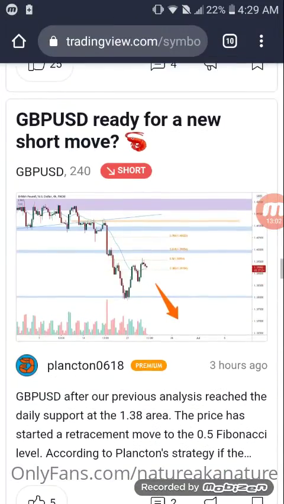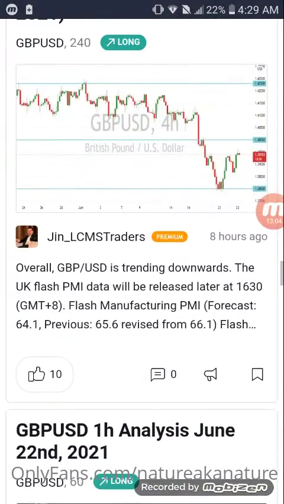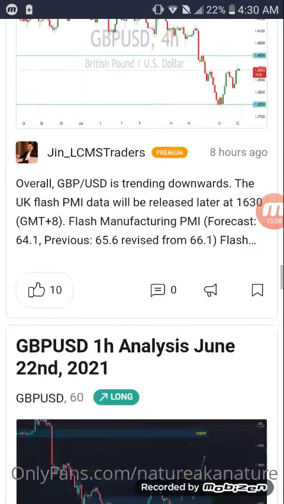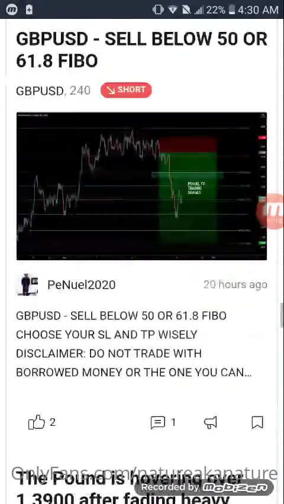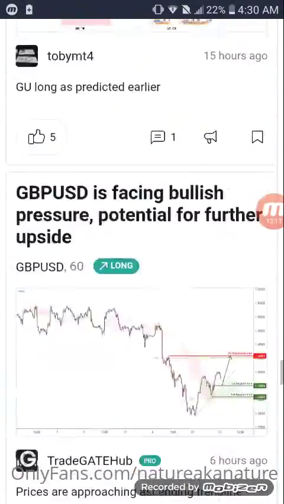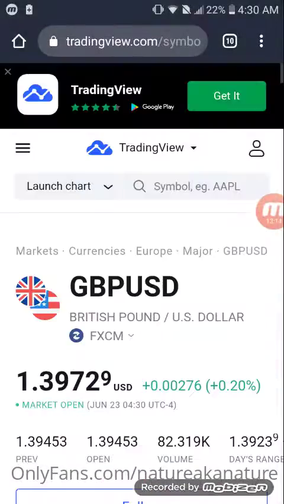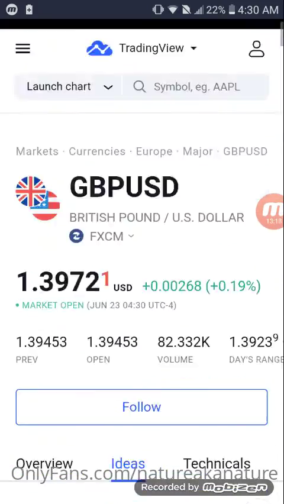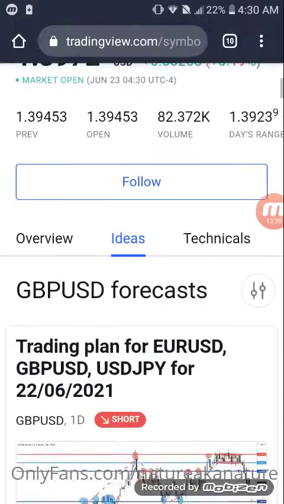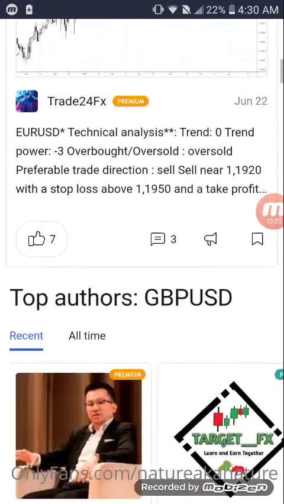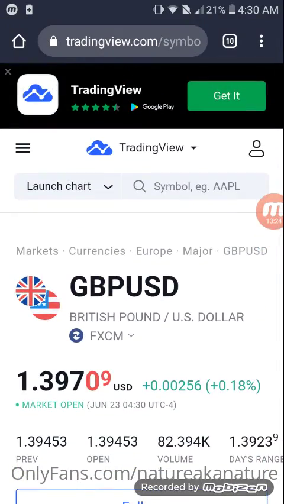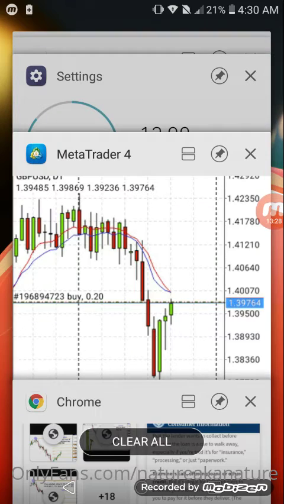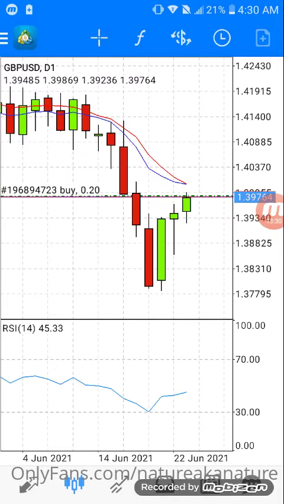3 hours ago, someone says it's going short. 8 hours ago, someone says it's going long. So that's another tool that I use to get my ideas, on any pairs that I use, or if I'm trading gold or anything. I like to look at the ideas and see what other people think. So let's go back to the MetaTrader app.